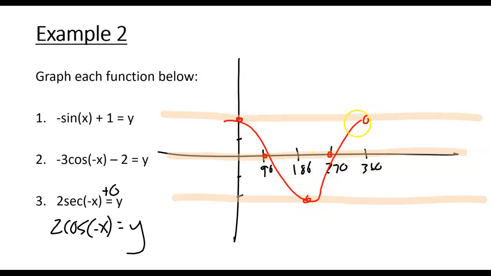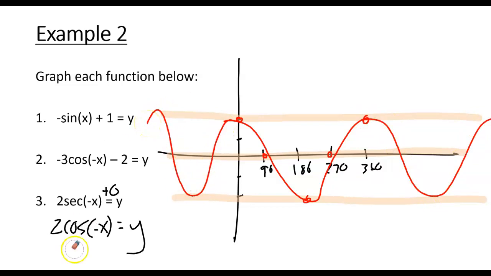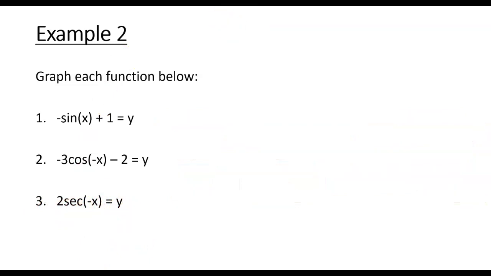And here's our cosine graph. Now for this one, I am going to go ahead and continue the pattern a little bit because it just makes the secant graph look a little cooler that way. So now that we've completely finished graphing the cosine function, now we're going to move back into graphing the secant function. So how do we do that?